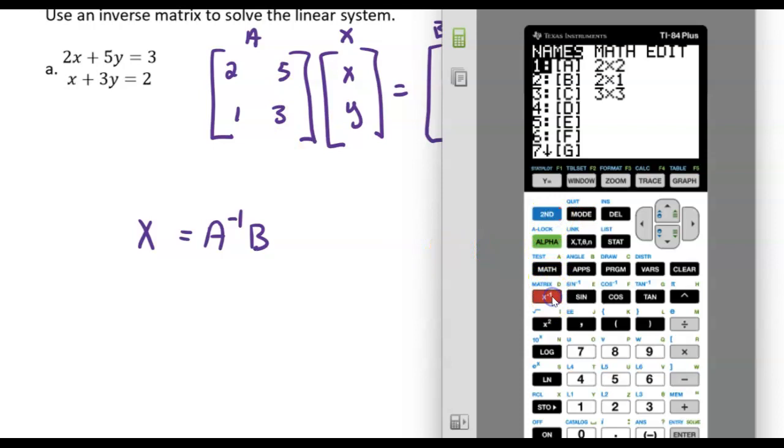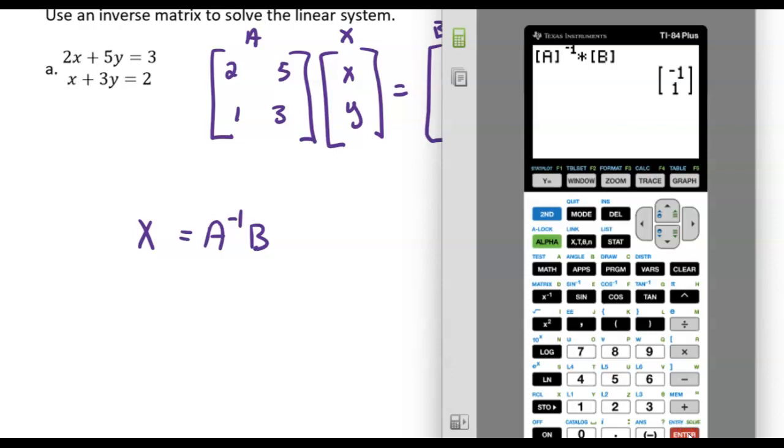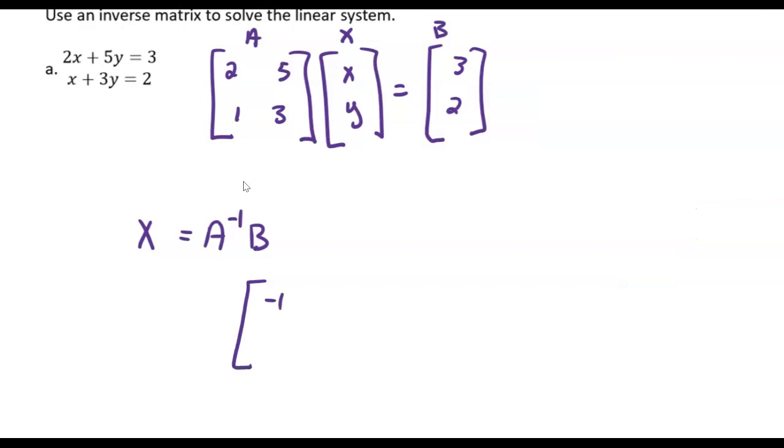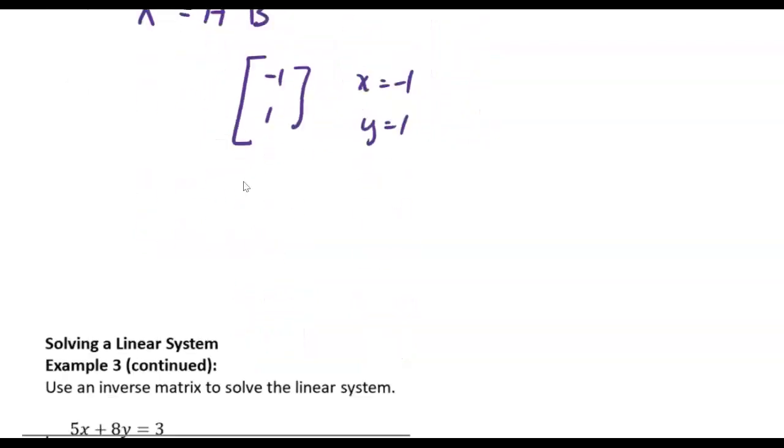So do second matrix, hit enter on matrix A. Now this button right here, x to the -1, that'll find the inverse of matrix A times, now do matrix B. So go back to matrix and hit B, either go down and hit enter or hit 2. So it's the inverse of matrix A times matrix B. So here's our answer. We got -1, 1. So x equals -1, y equals 1.